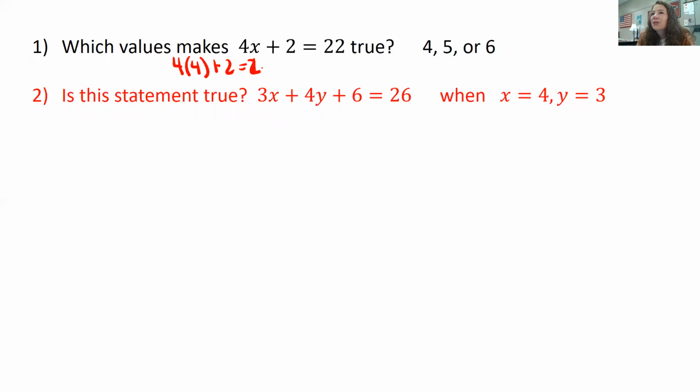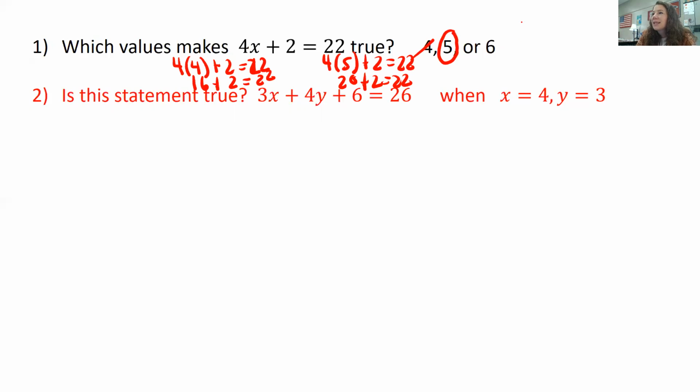Oops, that should be a 22. 4 times 4 is 16, and does 16 plus 2 equal 22? Nope. Scratch out the 4. What about the 5? Well, 4 times 5 plus 2. Is 4 times 5 plus 2 22? Yes, it is. So 5 works?